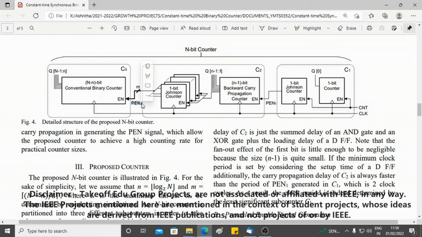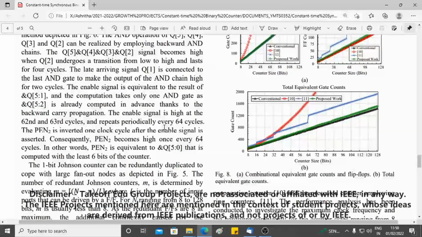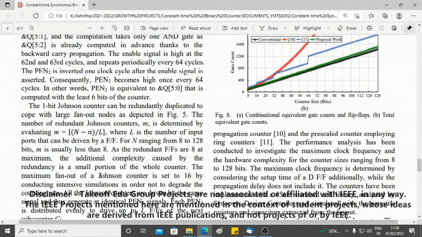Based on this number of enable signals, the conventional binary counter with bit width of capital N minus small n is segmented, and maximum fan out is restricted to a particular value by segmenting it into a particular number of signals. Based on that we are trying to optimize the fan out. Here we have considered that the maximum fan out of that particular Johnson counter is restricted to 16.